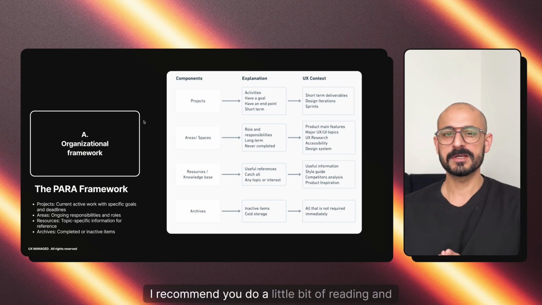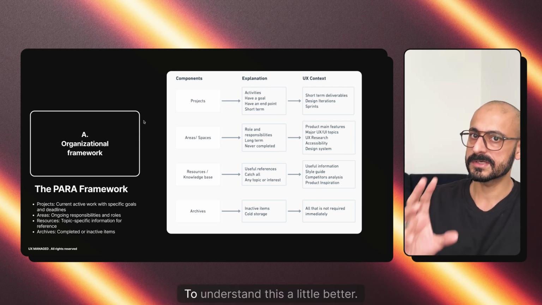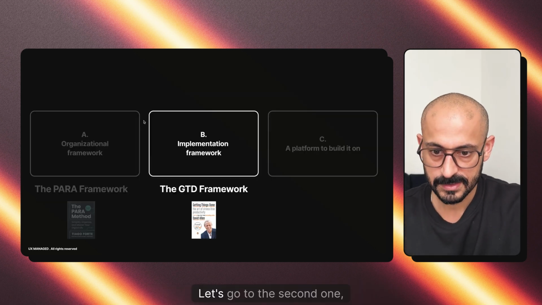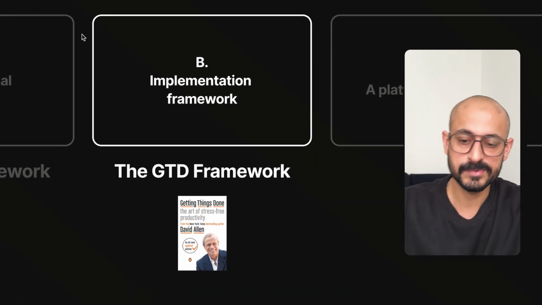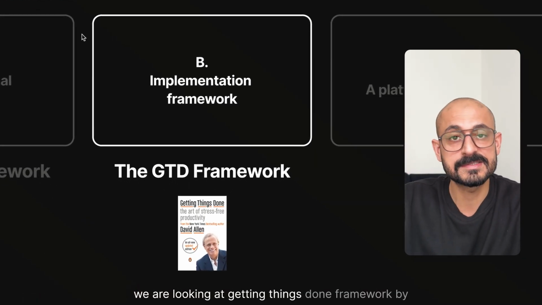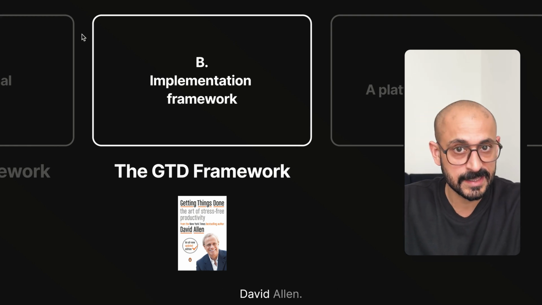So that's the first idea, how you look at the organizational framework. I recommend you do a little bit of reading and research yourself to understand this a little better. Let's go to the second one, which is the implementation framework. For this, we are looking at the Getting Things Done framework by David Allen.